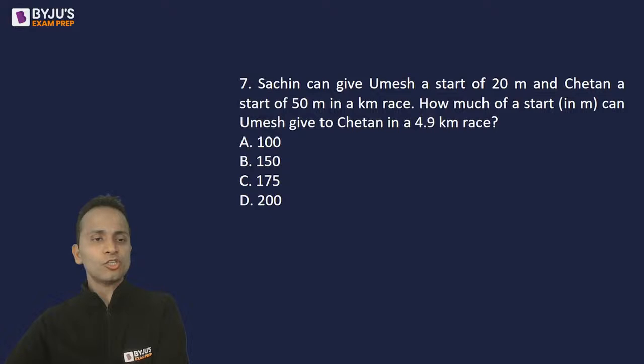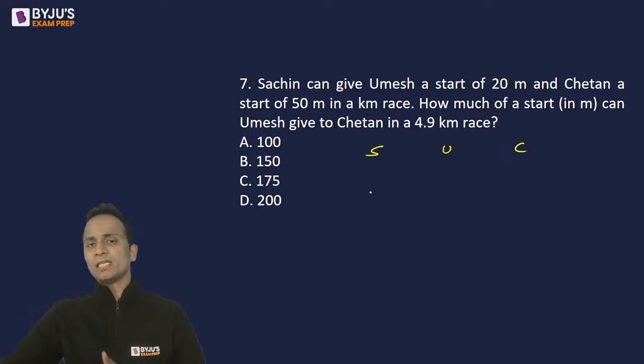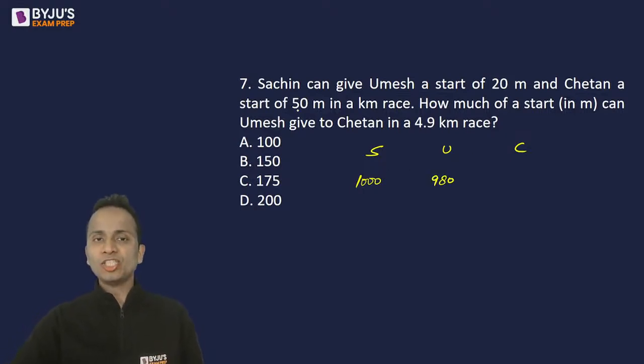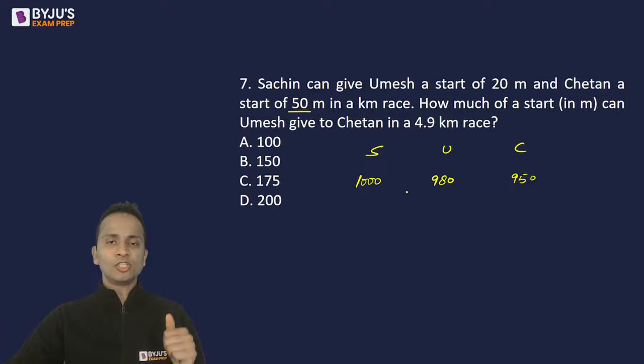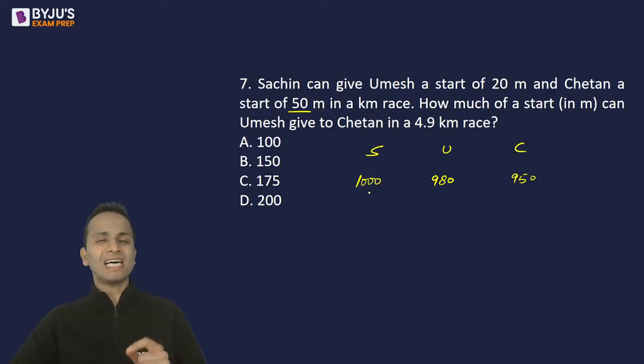So the race is of 1 kilometer, right? Sachin, Umesh and Chetan. Now Sachin can give Umesh a start of 20 meters. That means if Sachin travels 1000 meters, in the same time Umesh can travel 20 meters less. That means 980. And Chetan can travel 50 meters less. That means 950.